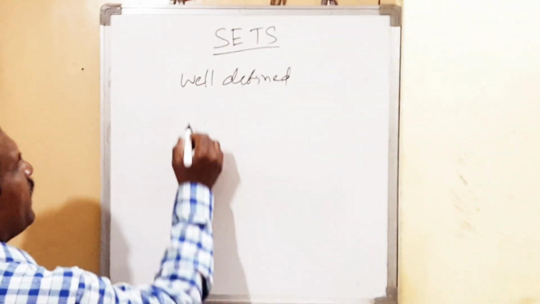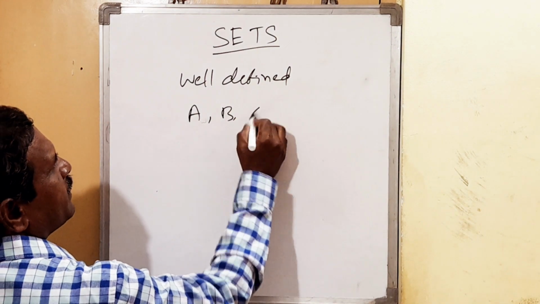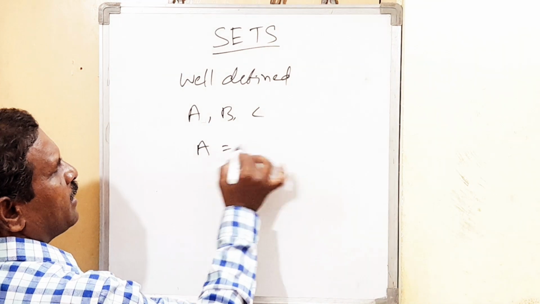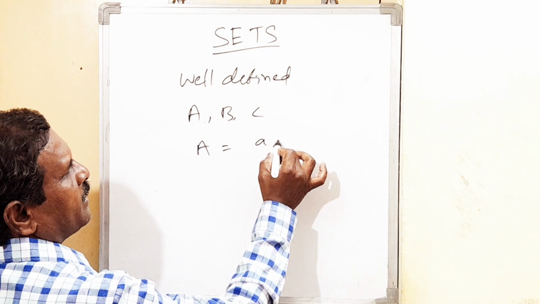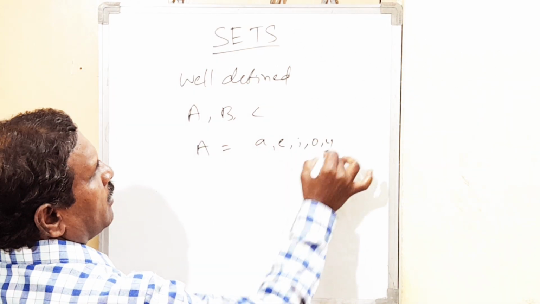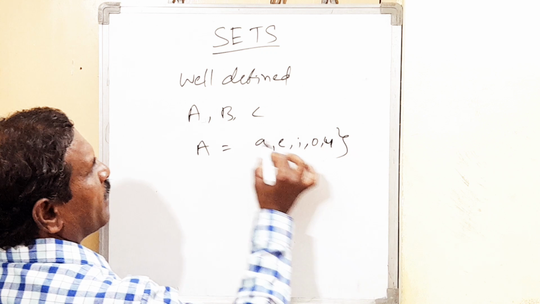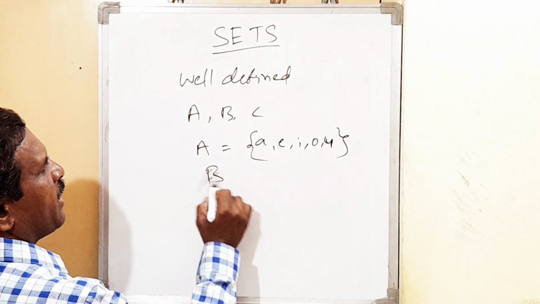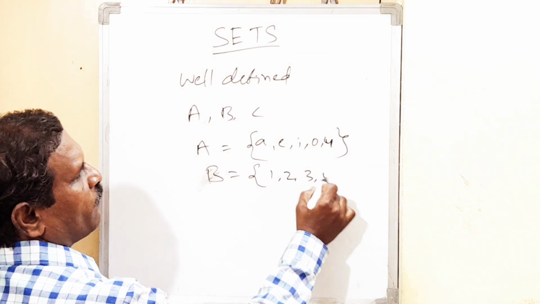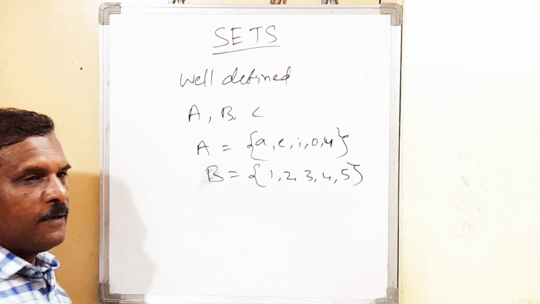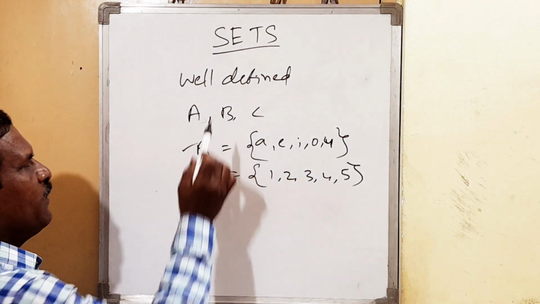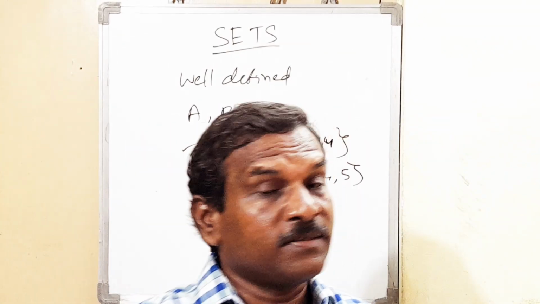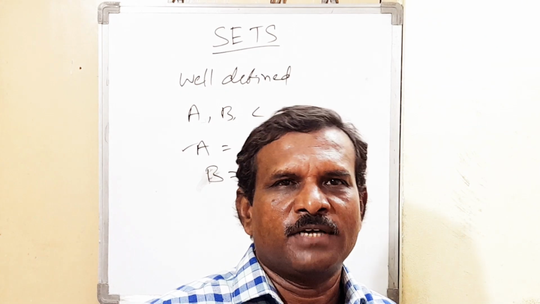Sets are denoted by capital letters like A, B, C. And the objects which are in the set are denoted by small letters, and we put this in a bracket called braces, and this may have some numbers also, like 1, 2, 3, 4, 5. Here, this set, if you see, A is equal to {a, e, i, o, u}. These are the objects of the set, which are also called elements of the set.